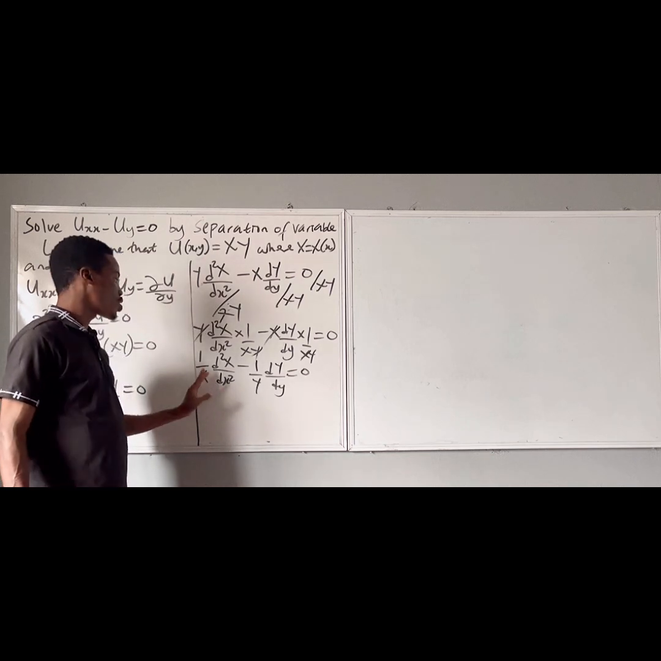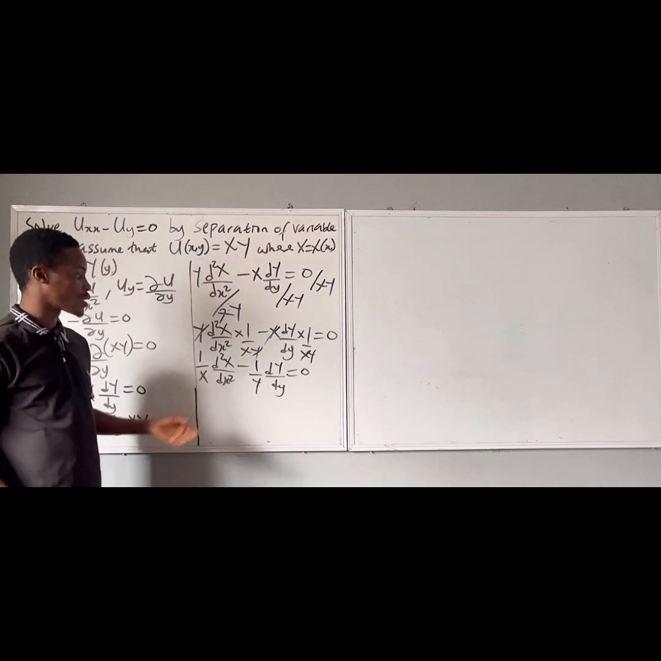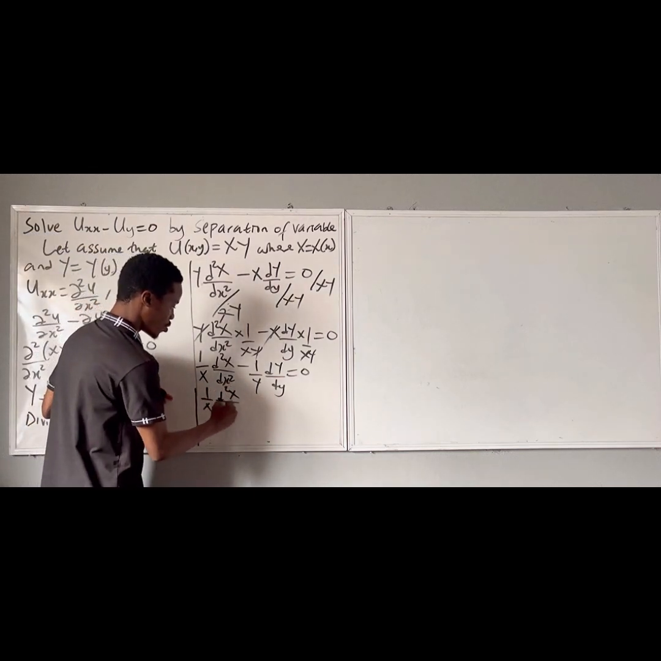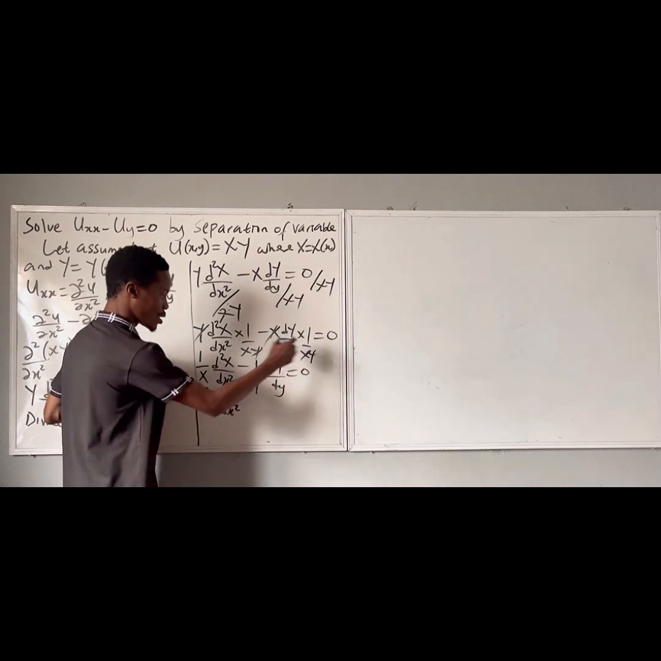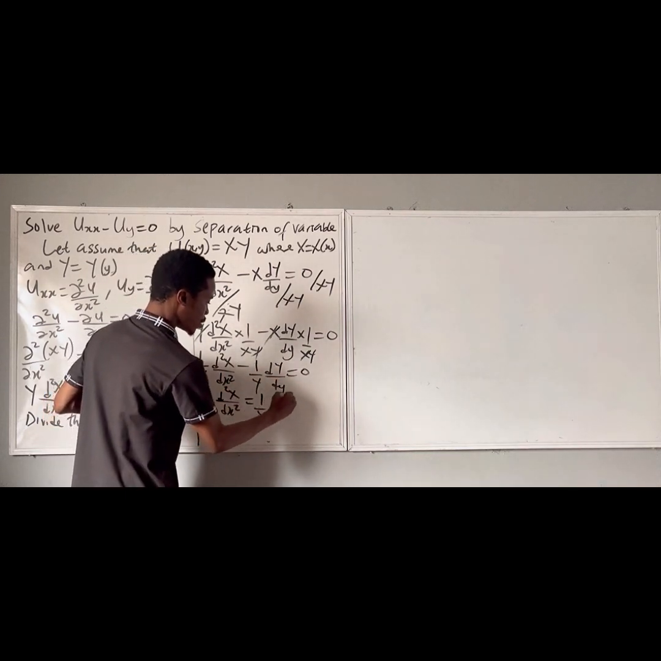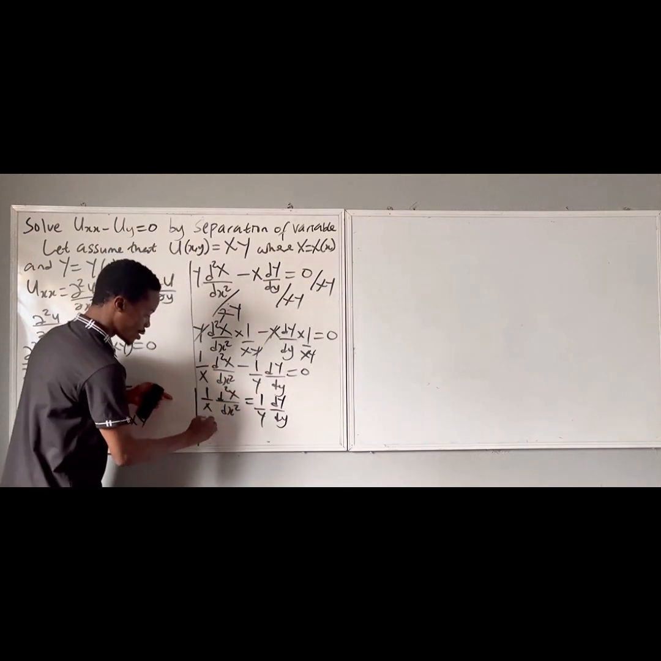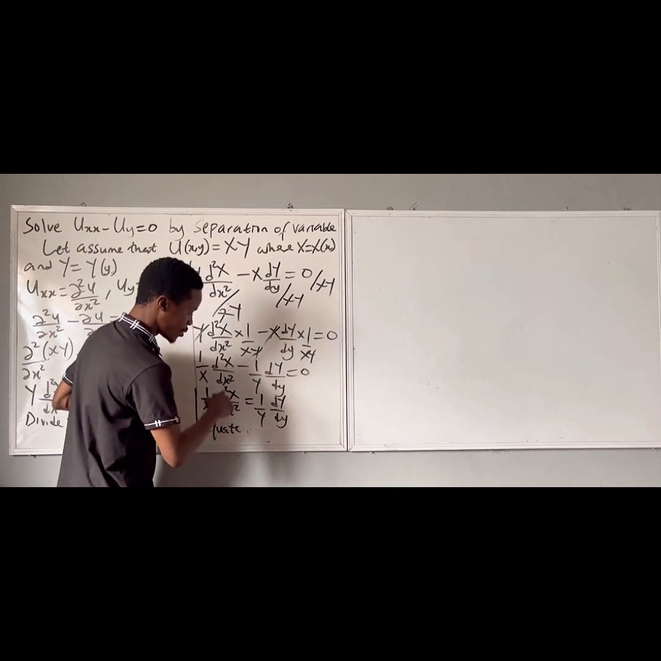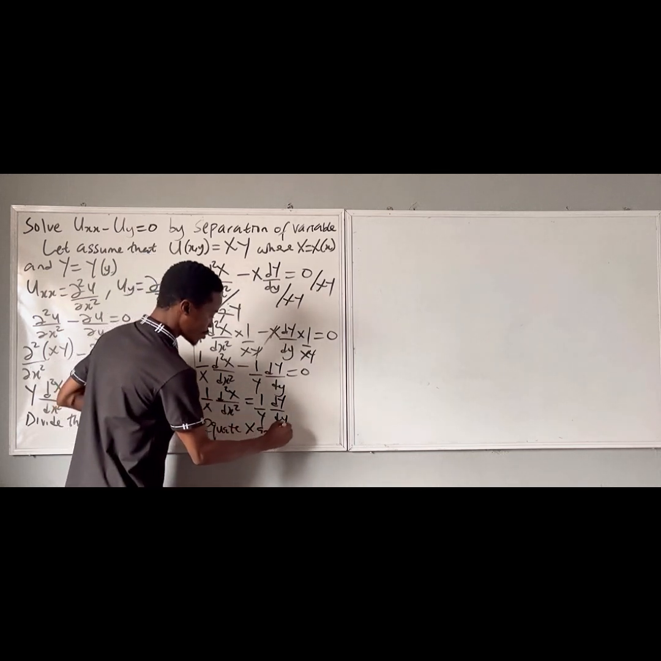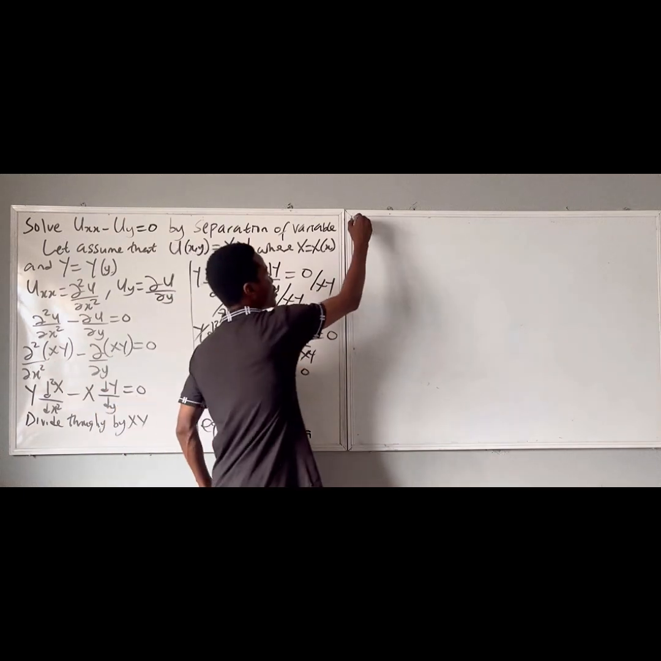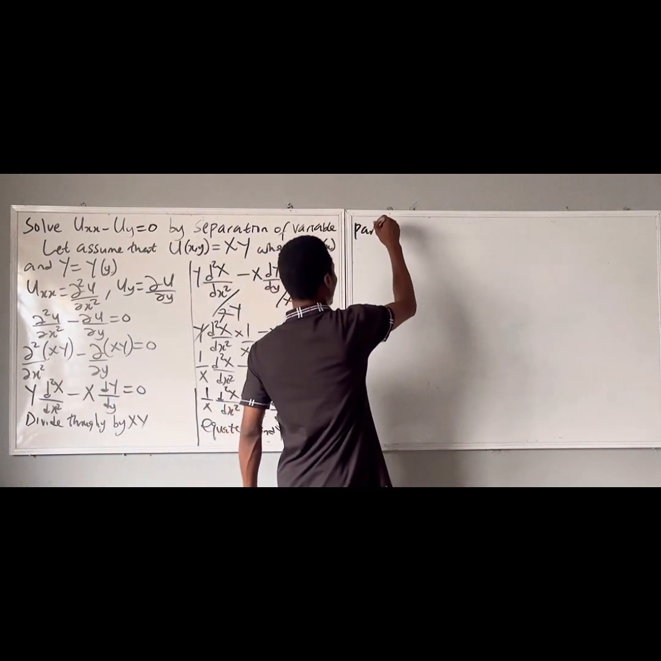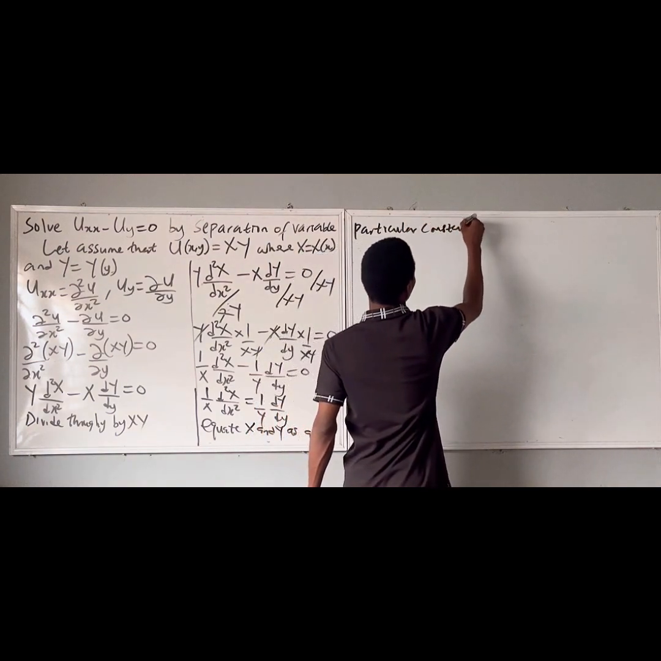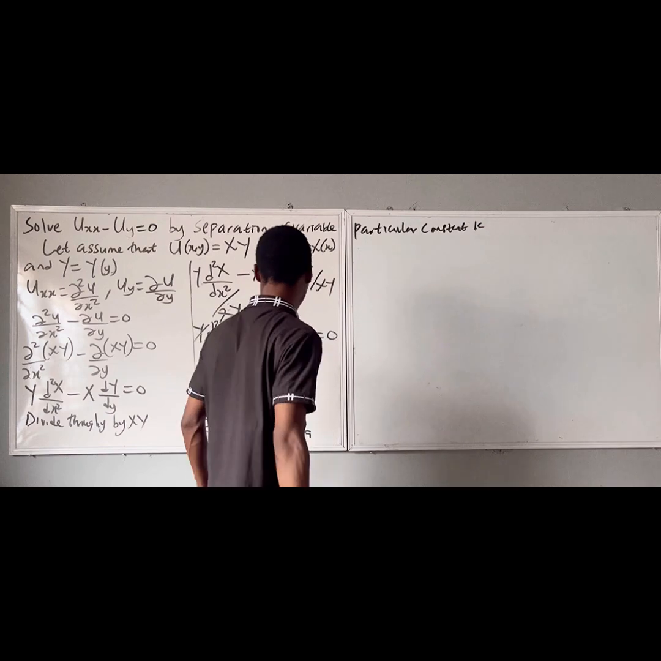I will just make this one as a constant k. So I'm going to have 1 all over x, d square x all over dx square. Then I will take this one to here, is equal to 1 all over y, dy all over dy. I will now equate both sides. Equate x and y as a particular constant k.